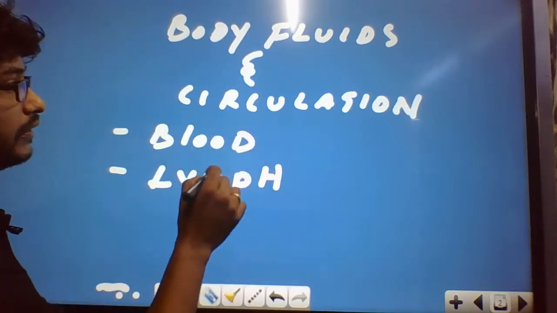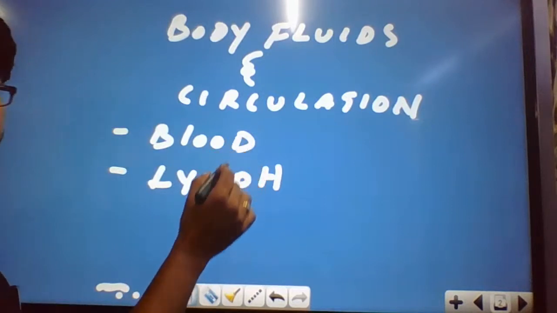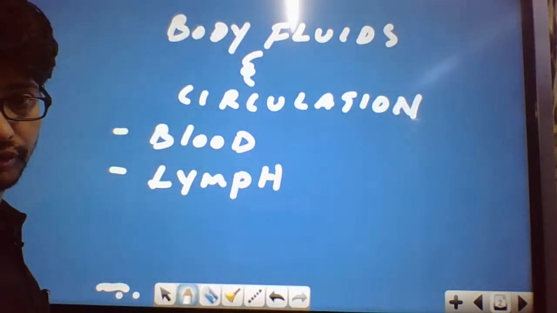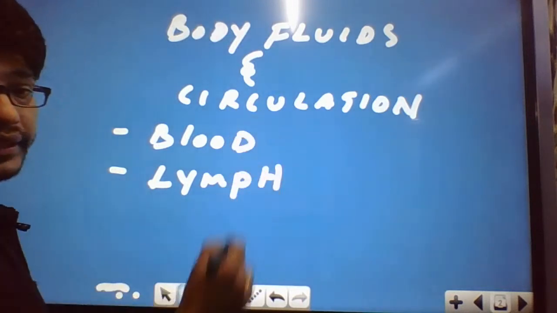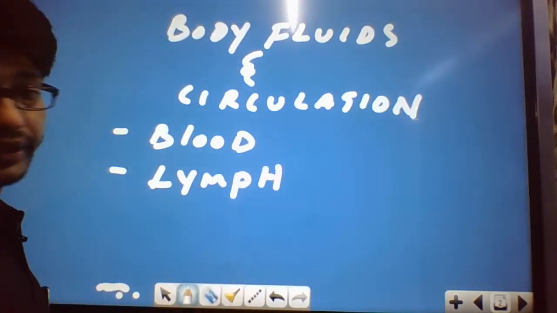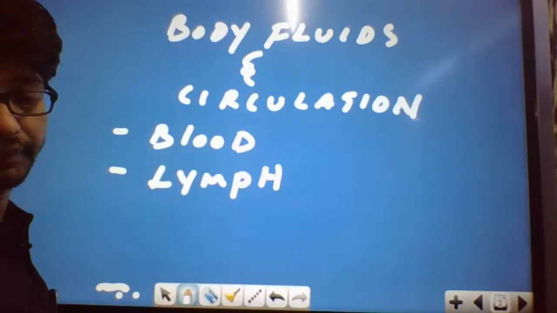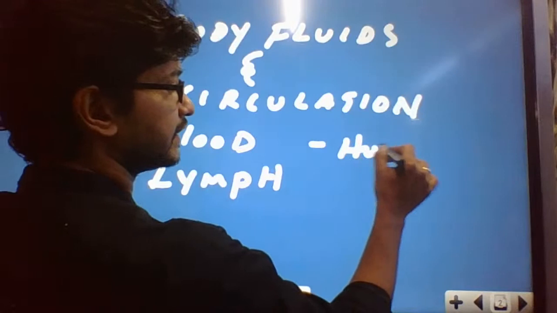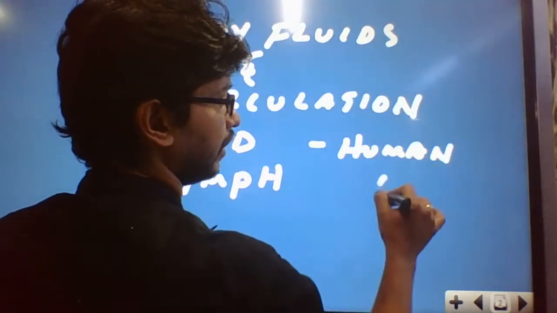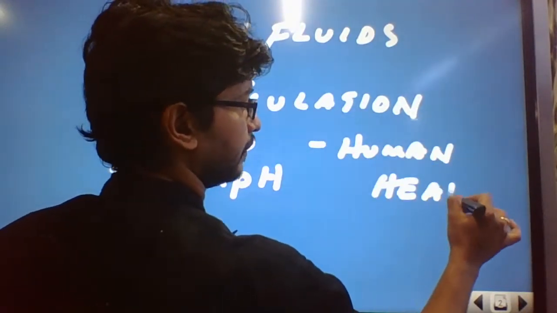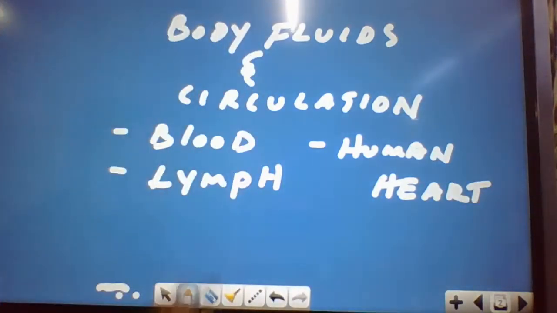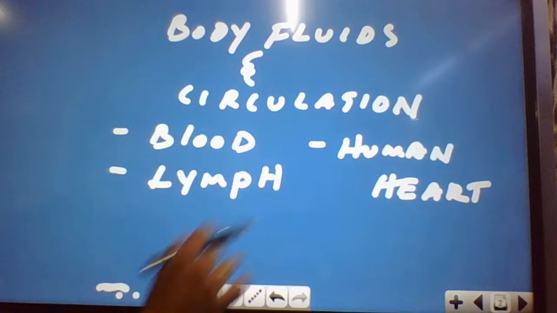So in this chapter, we're going to discuss the blood and the lymph. Both are considered to be body fluids, right? And along with that, we're going to discuss the organ which is responsible for pumping the blood throughout the body, that is your human heart. So we'll discuss the human heart as well. Right. So without any delay, we'll start with the blood, lymph, and everything.